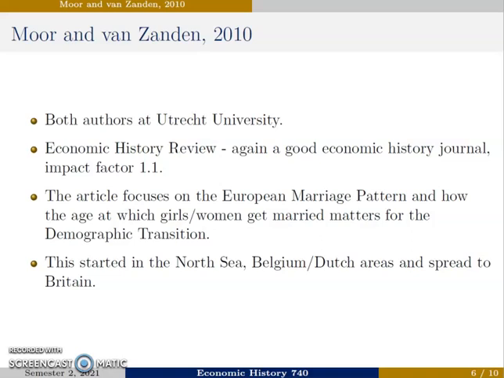The article focuses on the European marriage pattern. The European marriage pattern refers to the age at which girls or women used to get married and their power in the marriage market, and how this matters for the demographic transitions that we are discussing this week. It basically started in the North Sea area, which is the Dutch and Belgian areas of Europe, in the west of Europe, and then spread to the east and south, east of Europe and Britain.